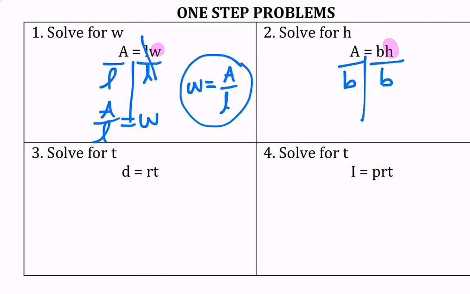On the left, my a divided by b will drop down. On the right side, the b on top cancels the b on bottom and h falls down. Okay, we wanted h by itself. We have it by itself, so we did all the work. Now let's just write it properly. h equals a divided by b.